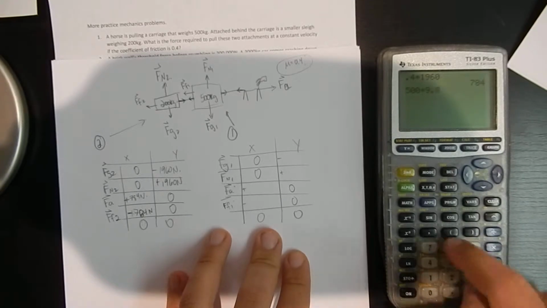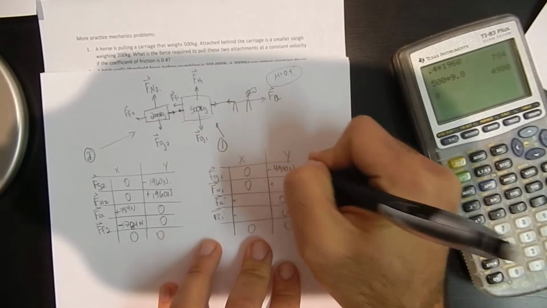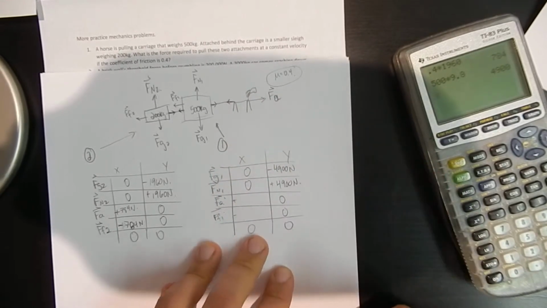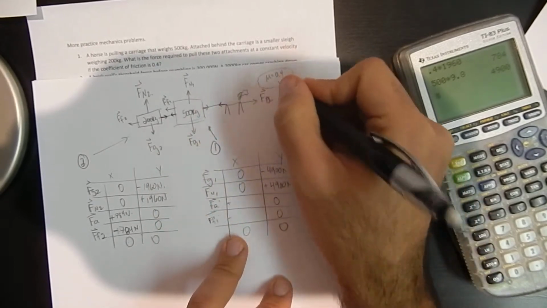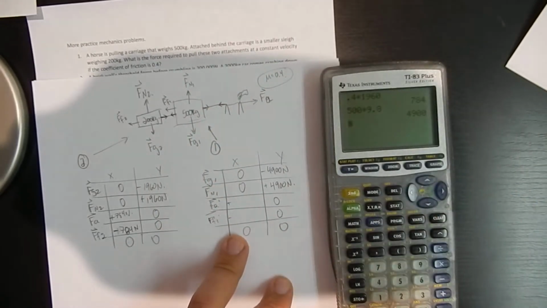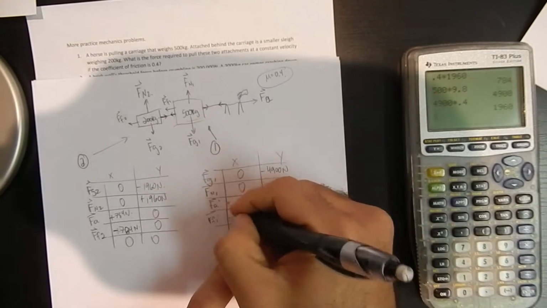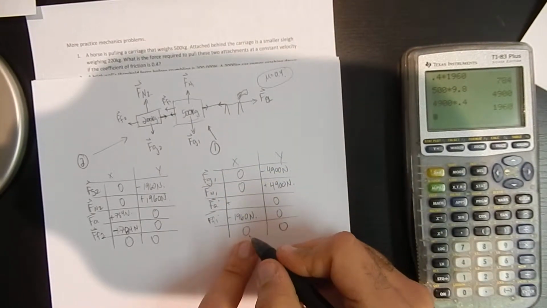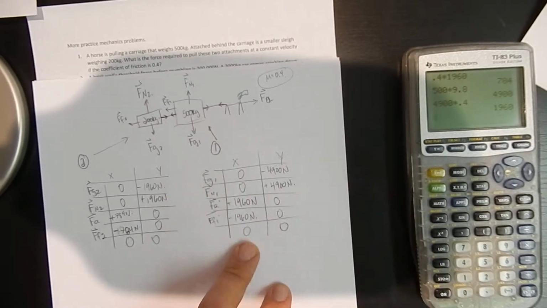500 times 9.8. This is 4,900 newtons. And therefore this is positive 4,900 newtons. My force of friction is 0.4, which is my coefficient of friction, times the normal force. And that's equal to 1,960 newtons. And therefore, if I want to have an overall force of 0, I have 1,960 newtons.